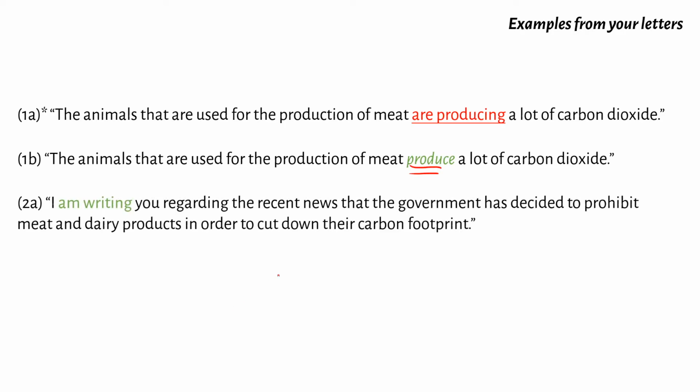Again, another good example, a correct example. I'm writing you regarding the recent news that the government has decided to prohibit meat and dairy products in order to cut down their carbon footprint. I am writing you regarding. That's going on right now. And this is an example in which you're allowed and you should use present continuous. Right? The simple, everyone knows sentence, I am writing you regarding. That's present continuous.